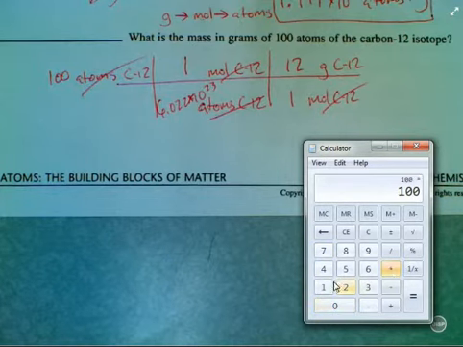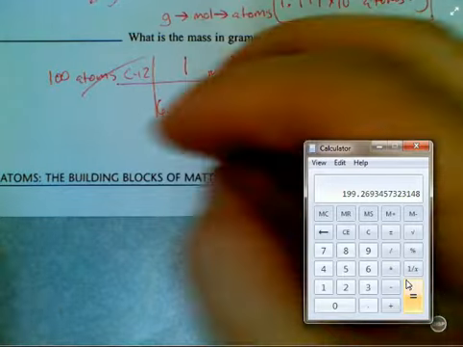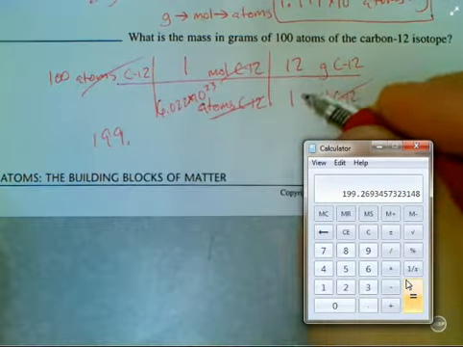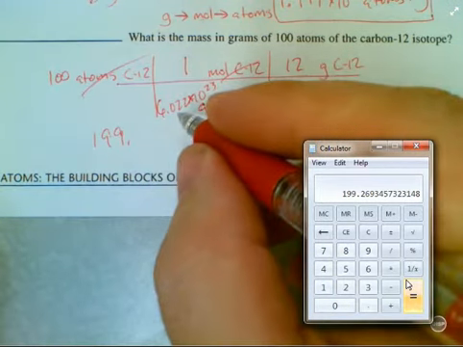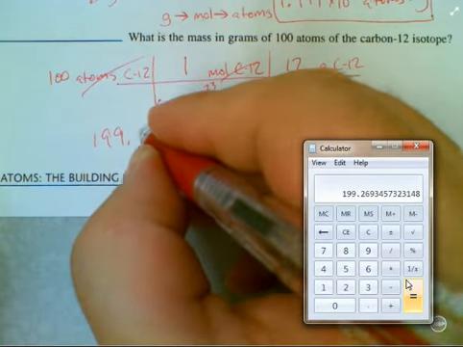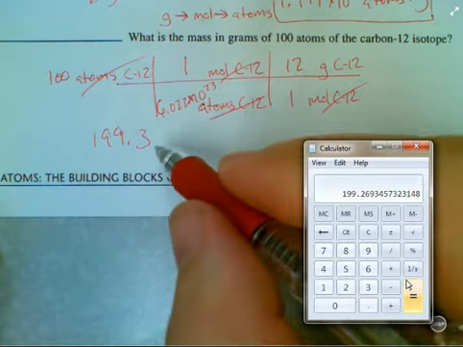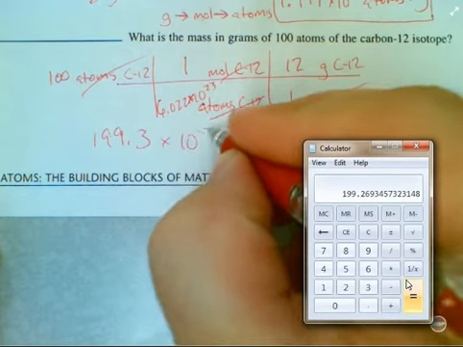100 times 12. That's the hard part right there. And then divide by 6.022. I'm going to come up with 199. Let's see, I want 1, 2. Okay, well, that's exact as well. That has 4 significant figures. I'll go with 4 significant figures. 199.3. But I also have this times 10 to the negative 23 here.